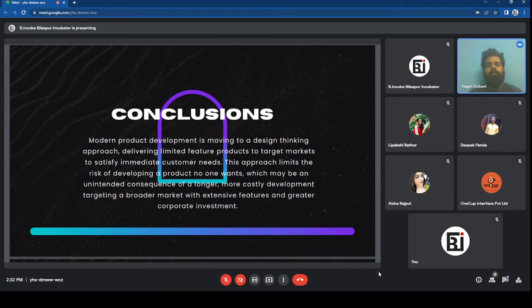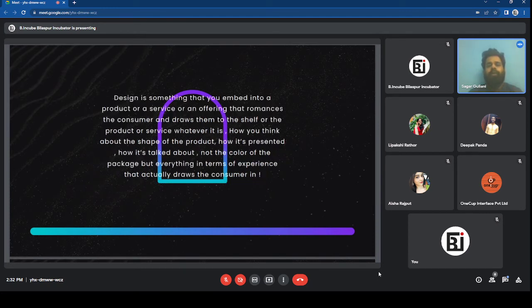Please switch to the next slide. So design is something that you have embedded into a product or a service or an offering that romances the consumer and draws them to the shelf or the product or service. So how you think about the shape of the product or how it is presented, how it's talked about, not just the color of the package, but everything in terms of the experience that actually draws the customer. So this is what design thinking is all about.